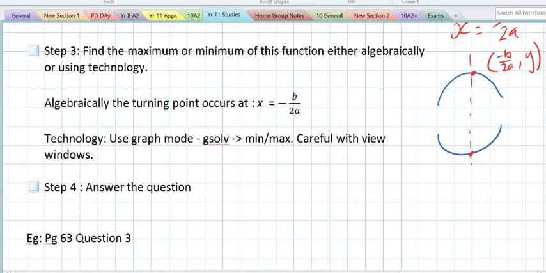Our first example will come from page 63, question 3. So you can have that question in front of you so you'll know what we're going through, please.